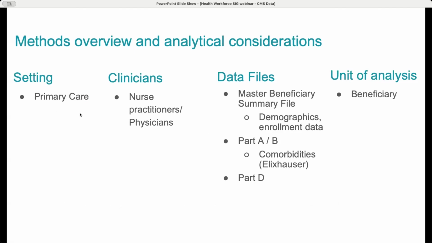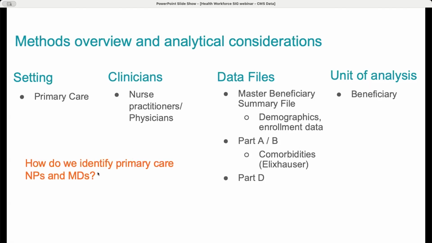So our setting is primary care. Our clinicians are nurse practitioners and physicians. And we will be using the master beneficiary summary file, which has all the enrollment information, as Betsy mentioned earlier, demographics, chronic conditions, Part A and B, which allows us to also use other comorbidities and do risk adjustments like the Elixhauser. And we will use, obviously, the Part D data to obtain pharmacy claims. And our unit of analysis here is the beneficiary.